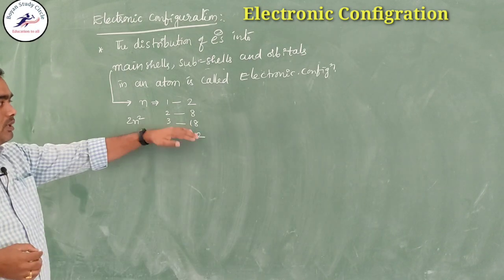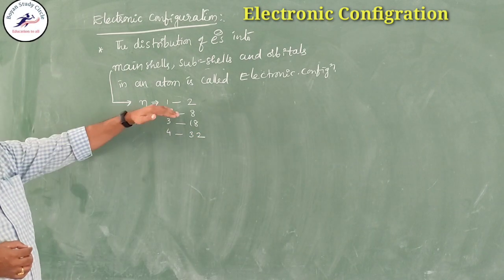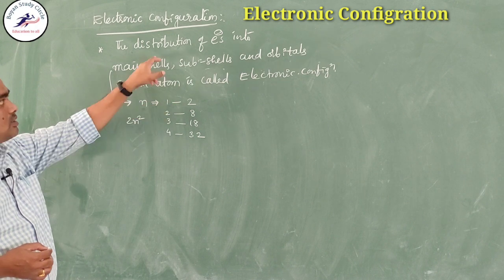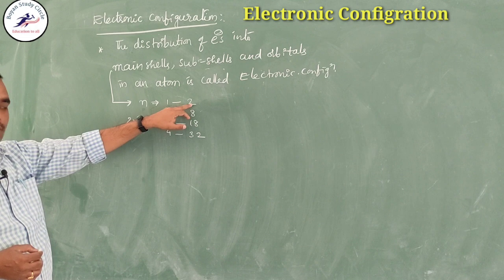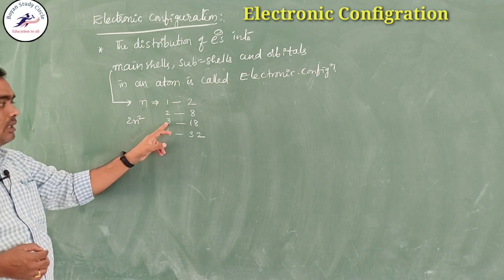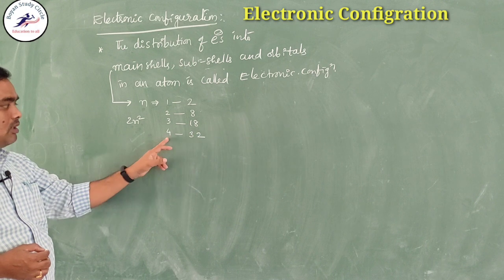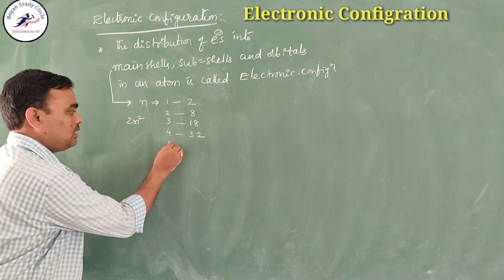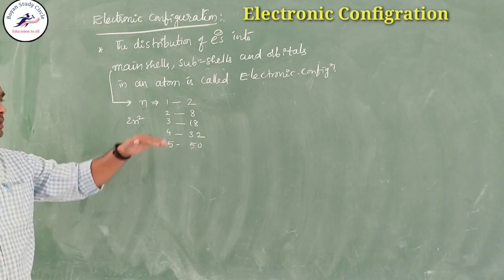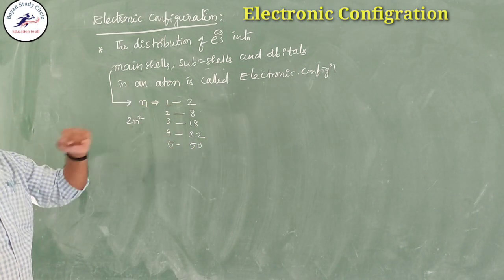In this way you can distribute the electrons into the main shells. In the first main shell 2 electrons can be distributed, in the second shell maximum 8 electrons, in the third shell 18, in the fourth shell 32, and in the fifth shell 50 electrons can be distributed. This is the distribution of electrons into the main shells.